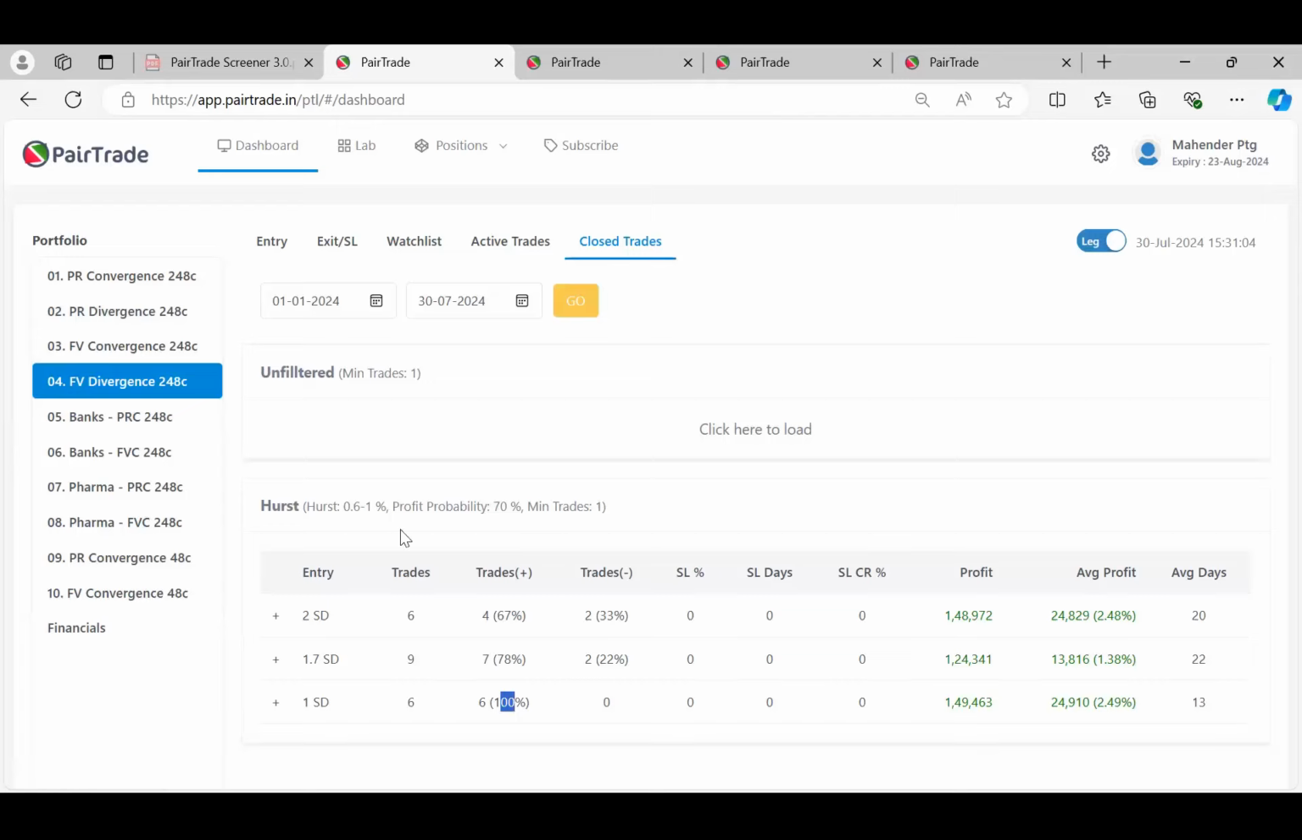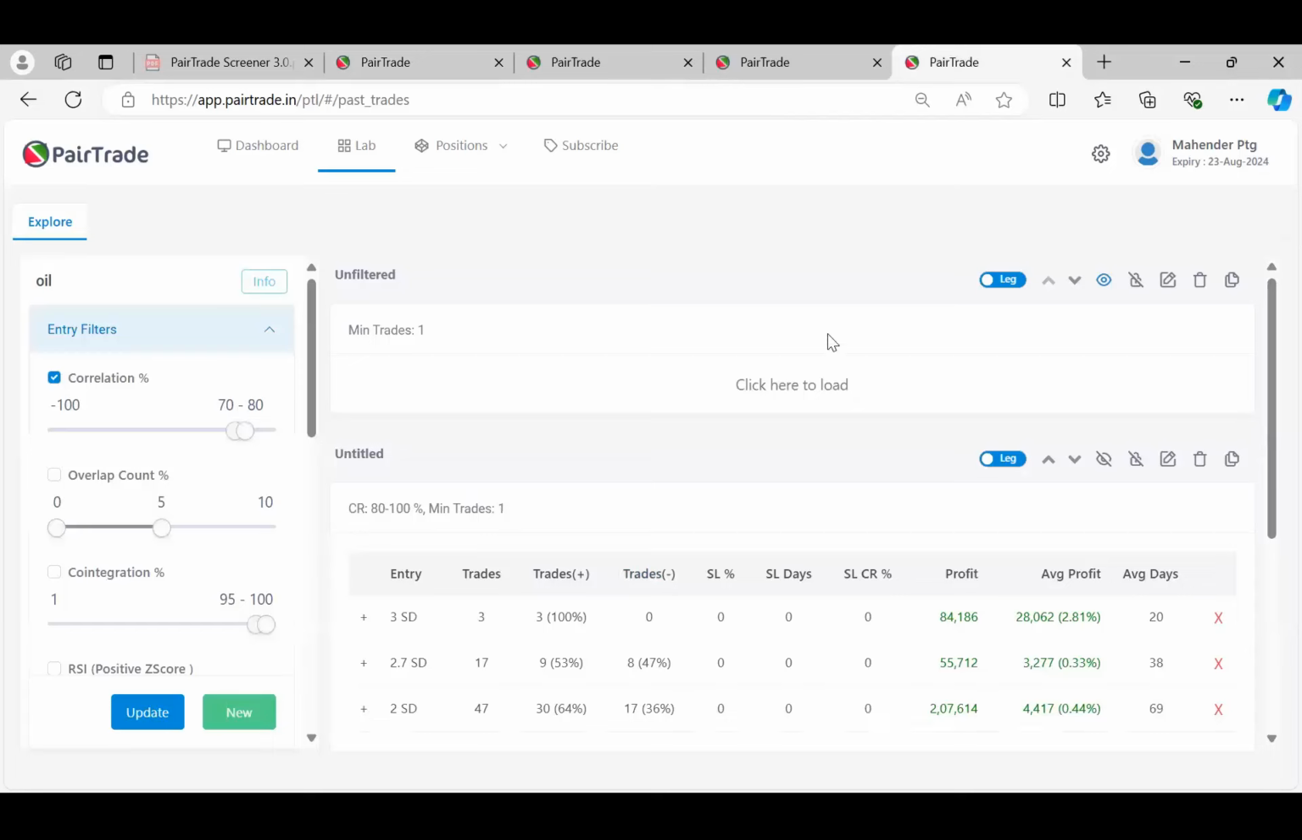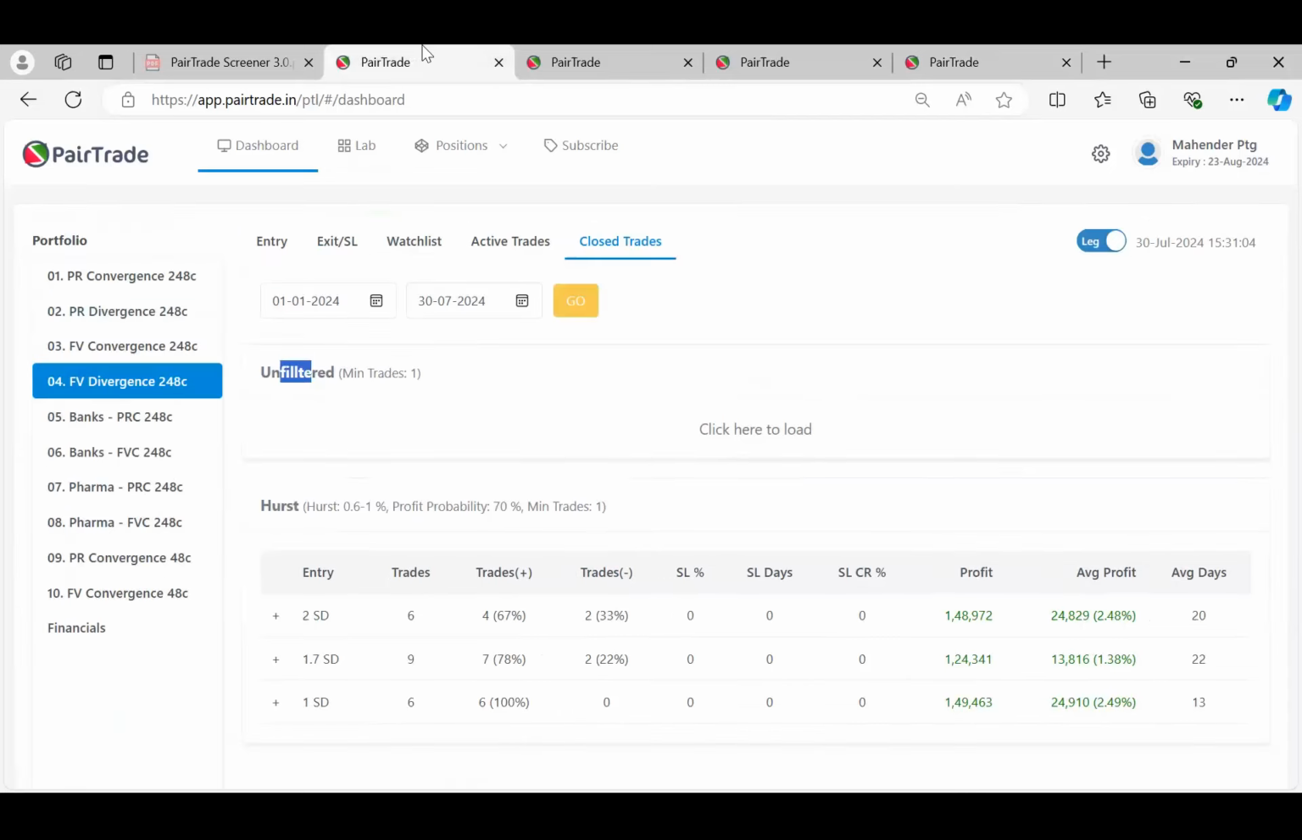Whenever you are getting a trade with this combination, you can take it blindly. You should not do the unfiltered. Unfiltered is only to know what kind of trades are coming. If you say anyhow I don't want to trade unfiltered, I can just switch it off. It will not display the unfiltered at all, so any trades which are coming up, you can see.